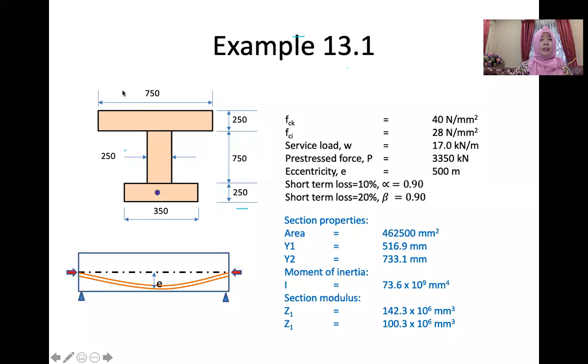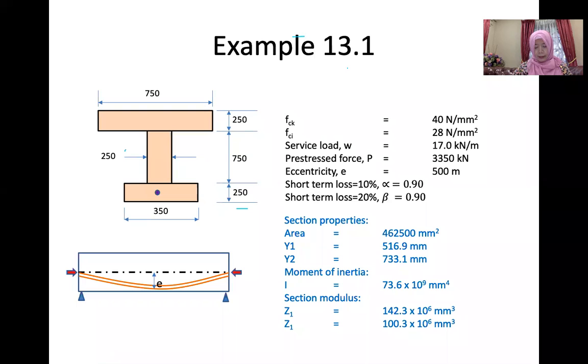For your information, a prestressed section sometimes is just a rectangular section, sometimes T, sometimes L. It depends on the element. So in this example, we have an I section. And let's say now we have one tendon located at the bottom here.